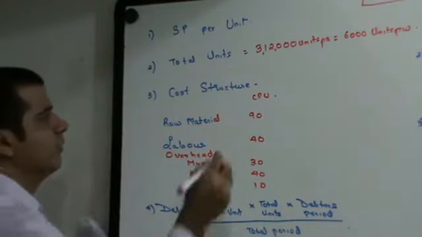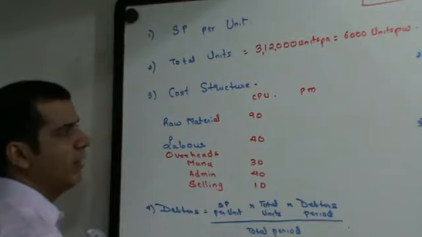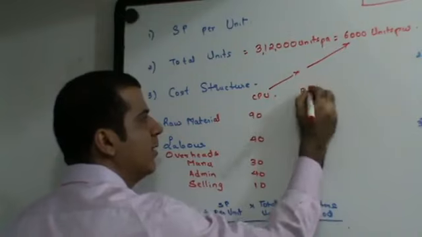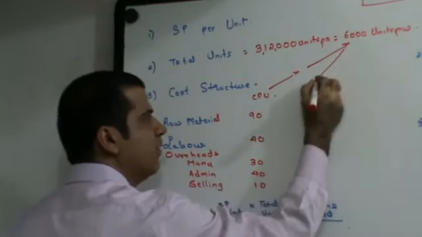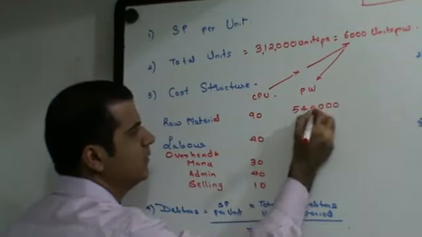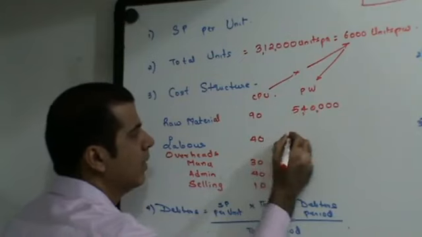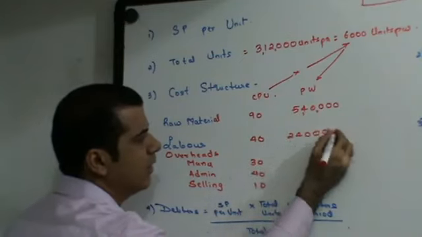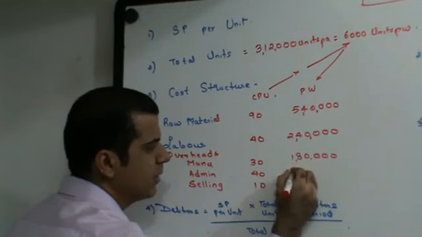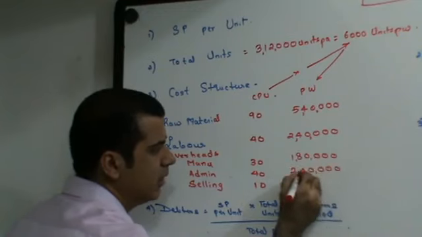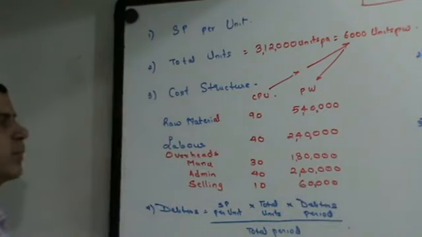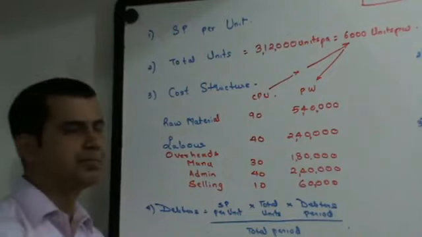Right, now let's find out the per week figures. How do I find out per week? CPU multiplied by units per week will give you the per week cost. So 6 nines are 54, 5,40,000. 6 fours are 24, 2,40,000. 6 threes are 18, 1,80,000. 6 fours are 24, 2,40,000, and 60,000.